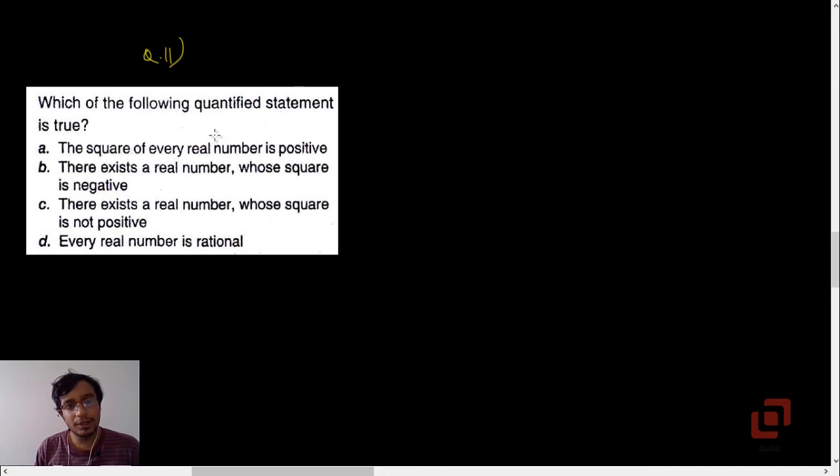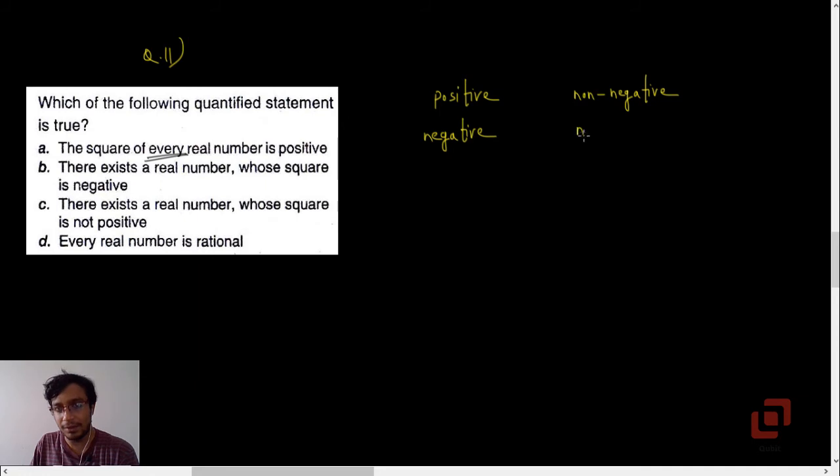Which of the following quantified statements is true? Option A, the square of every real number is positive. Now when they say every, they are using the universal quantifier. So even if we find one counter example, the truth value will be false. Students often don't understand that positive, negative, non-negative and non-positive are different things.